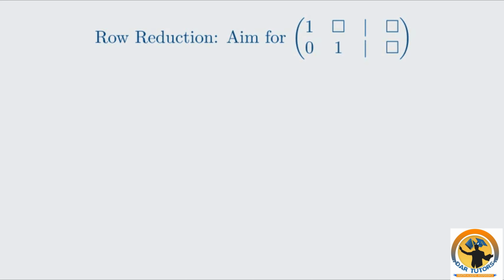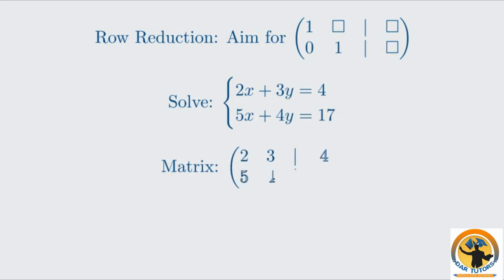Let's solve a 2x2 system using this method. Consider the system 2x + 3y = 4 and 5x + 4y = 17. The augmented matrix is 2, 3, 4 in the first row, and 5, 4, 17 in the second.